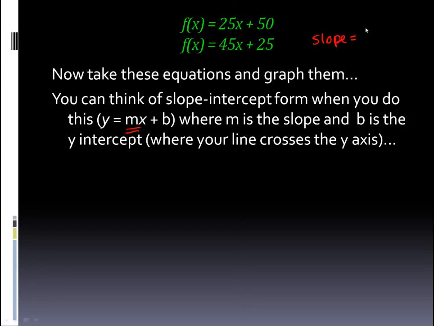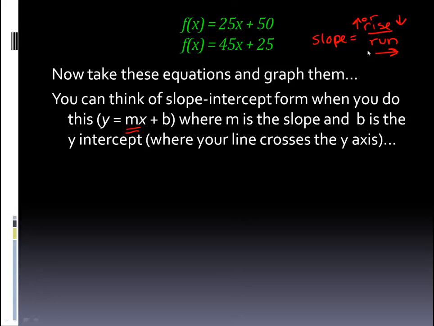Slope is rise over run. That means you go up or down, and then run, I always say go to the right. So if it's negative, you go down. If it's positive, you go up, and then go right.